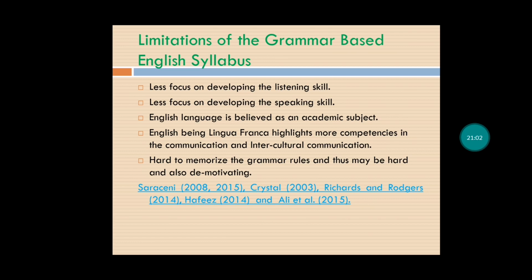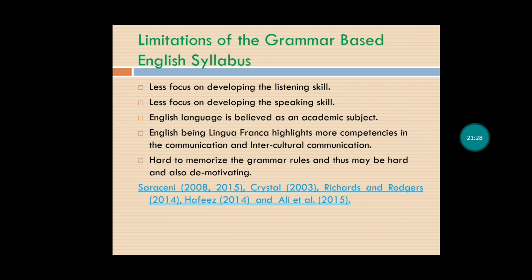Also, it is very hard to memorize the grammatical rules, and when you are memorizing the different rules as a student, that might create some kind of stress or pressure in the mind of the learner, and there are fair chances that the learner will be demotivated. And when there is demotivation, successful learning, I feel, would be rare.